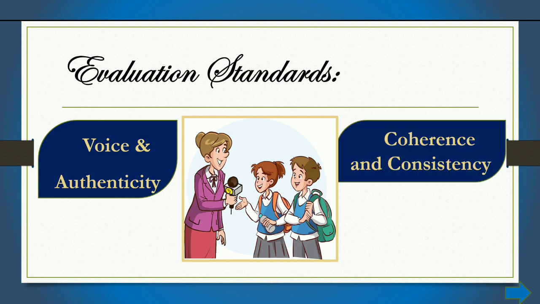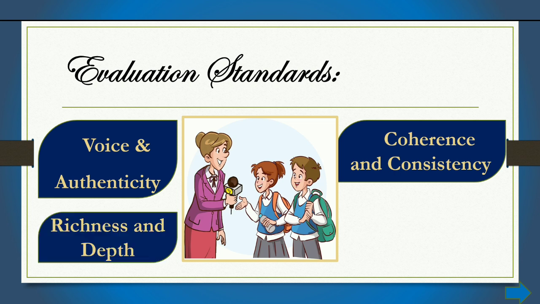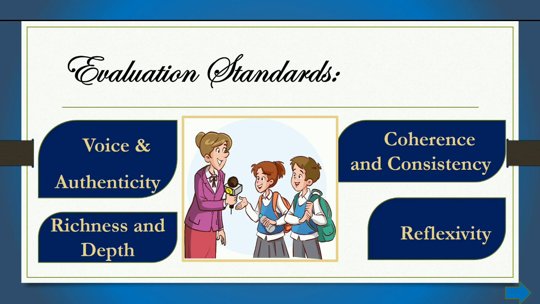Coherence and consistency. It is to evaluate whether the narrative presents a clear, consistent storyline that accurately represents the participants' experiences. Richness and depth. It assesses the depth of the narrative. Does it capture not just events but also emotions, thoughts, and meanings associated with the experience? Next is reflexivity. It evaluates how the researcher's own biases, perspectives, and experiences influence the interpretation of the narrative. Reflexive analysis helps ensure the authenticity of the findings.